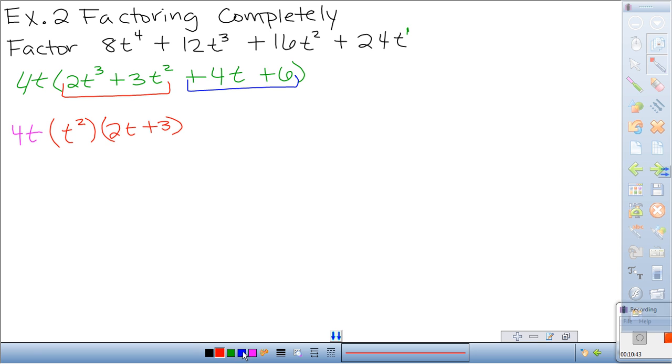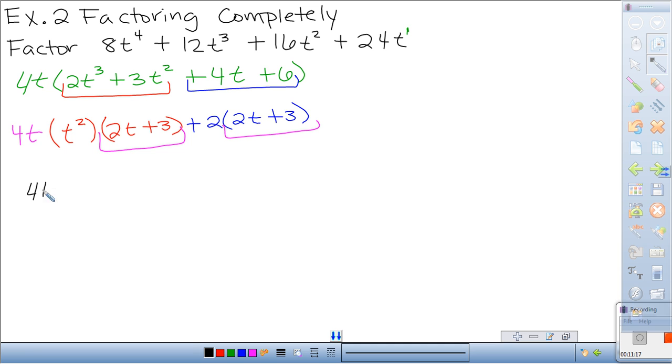And now we'll do our second group. I have plus, because I'm going to be pulling out a positive number, I'll pull out a 2. The GCF of 4t and 6 is just 2. 2 times 2t is 4t, and 2 times 3 would give me 6. And again, you notice we have those two common binomials, 2t plus 3 and 2t plus 3. So now let's not forget about our 4t.